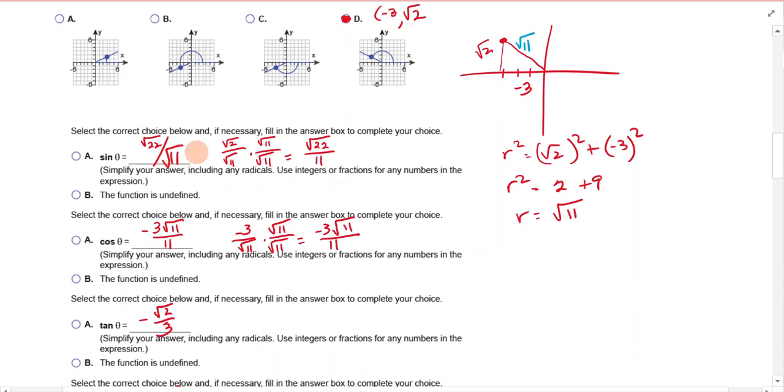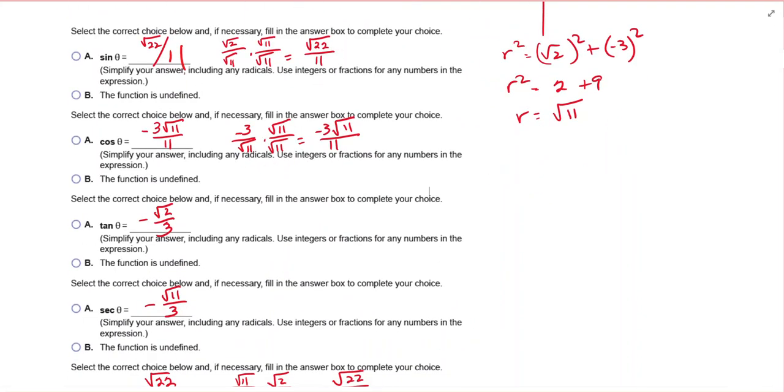So I guess I had put the final answer there. There we go. All right. For cosine, it's -3 over the square root of 11. So here we go. We've got to rationalize. So we end up with -3 square roots of 11 over 11. For tangent, this is negative, so the whole thing will be negative, but it's square root of 2 over 3, and I just put the negative out front. Then we're going to have to flip these.